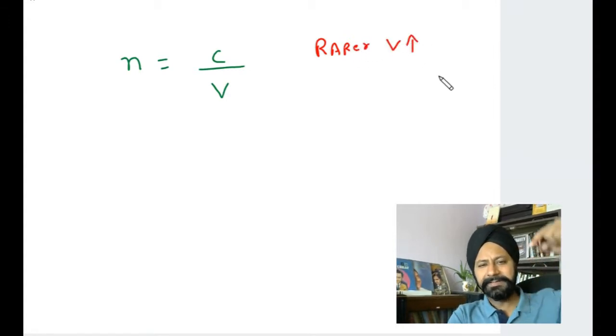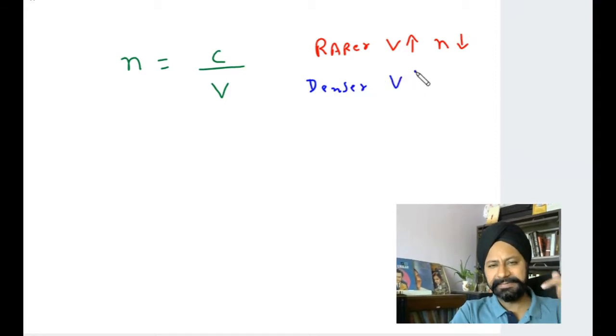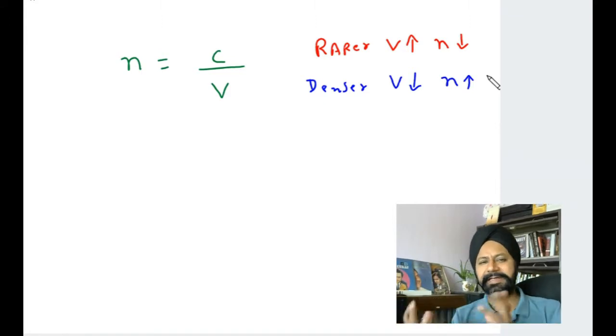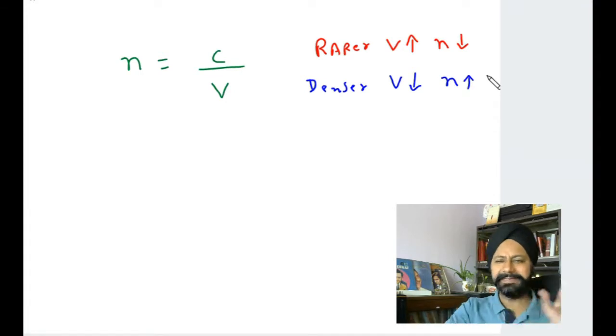Higher velocity, so it will have lesser refractive index. On the other hand, a denser medium will have lesser velocity, and that means it has a greater refractive index. So that's another way to look at rarer versus denser. Whichever medium has more refractive index, that is the denser medium. The other one is the rarer medium. The one with the lesser refractive index is the rarer medium.